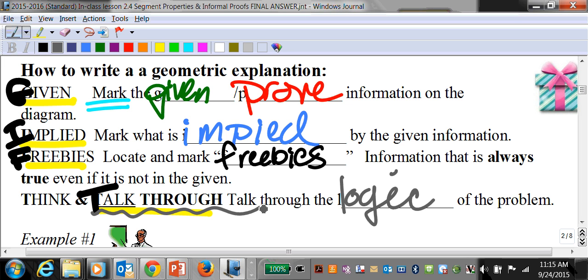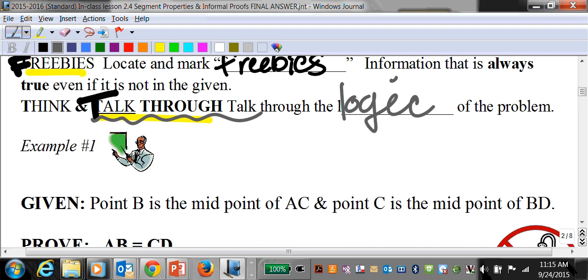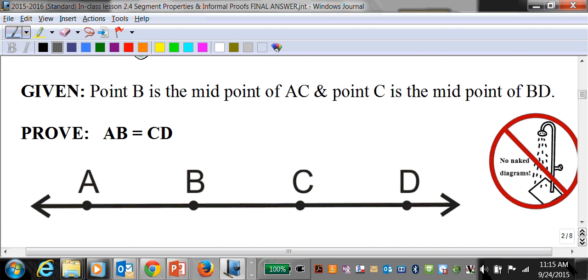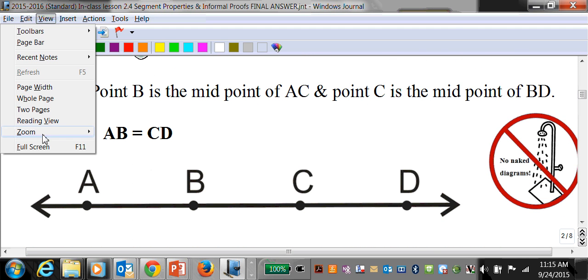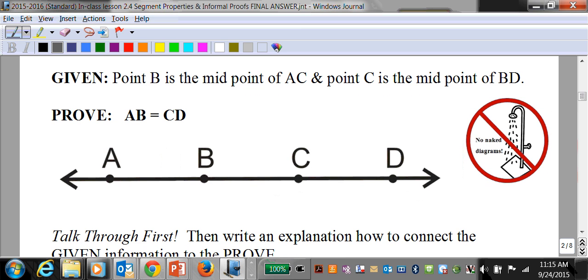Hold up 4 fingers. Say G-I-F-T. Without looking at the screen of your notes, face a friend and tell them, what does GIFT stand for? Go. Ready? Now let's put right in here in the margin, given, implied, freebies, talk through. We're going to walk through these steps here.